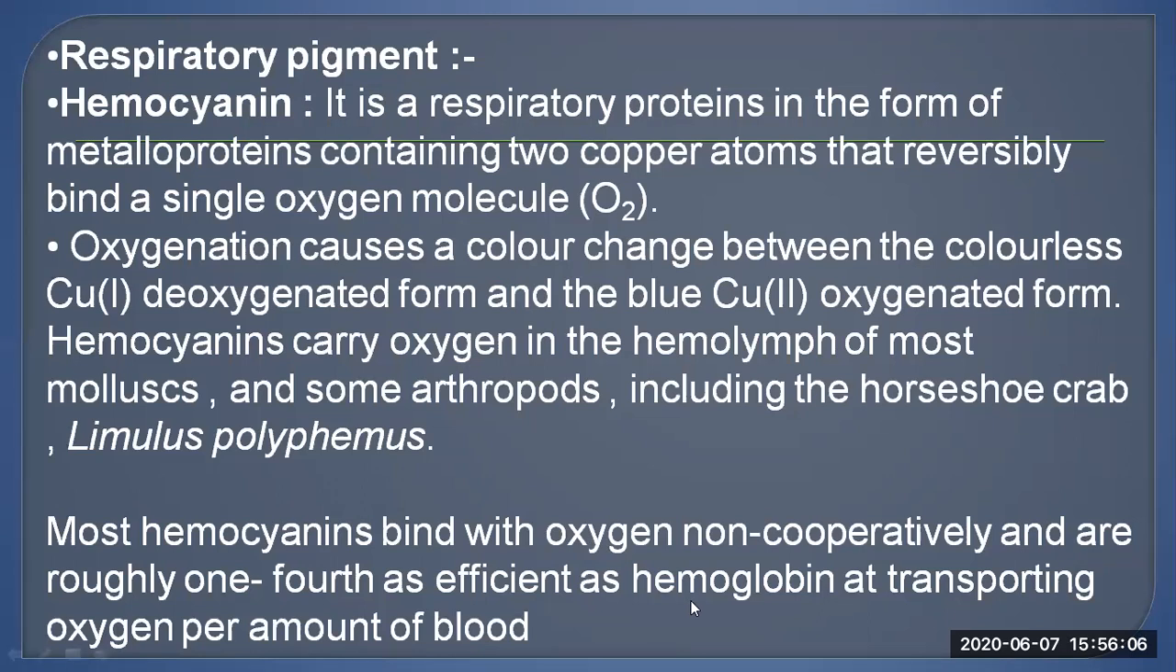Hemocyanin is a copper containing molecule. And how does it produce the blue color? Because copper one is the first oxidation state, and copper two is the second oxidation state. When oxygen binds with copper one, oxidation takes place. After that, it gives the blue color. So there they have given the color change between colorless to blue.